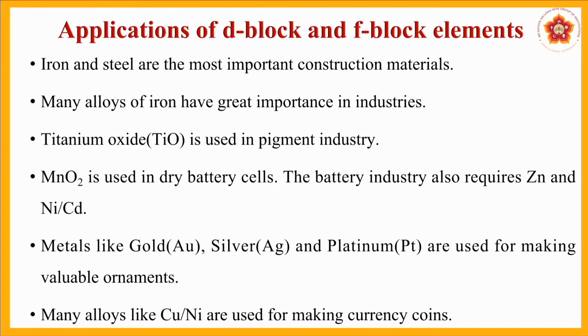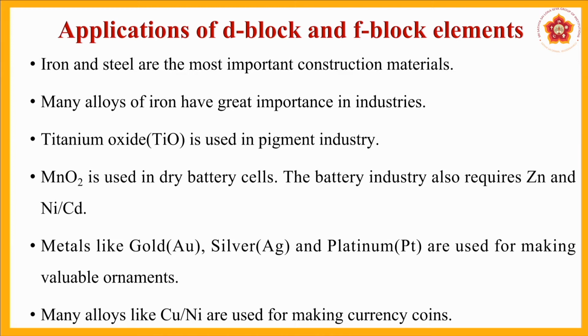Then we have titanium oxide, which is used in the pigment industry. The pigment industry basically deals with color variations of various materials, so titanium oxide can determine the coloration of compounds. Coming to the electrochemical parts, batteries and dry cells, we can use the nickel cadmium cell, and manganese oxide is used as one of the components in those cells. We have some noble metals like gold, silver and platinum, which we saw even in the introductory part, that can be used for valuable ornaments. These are also called noble metals.